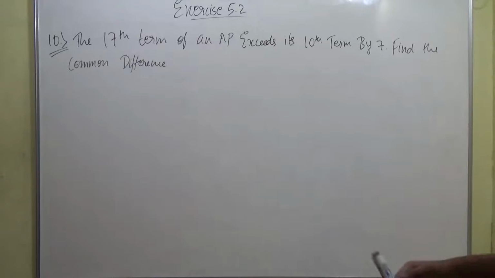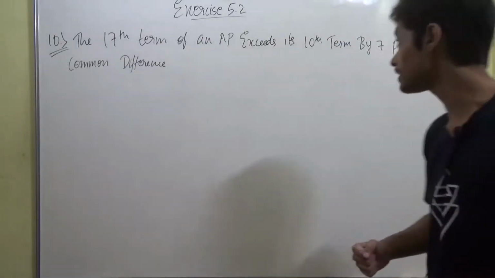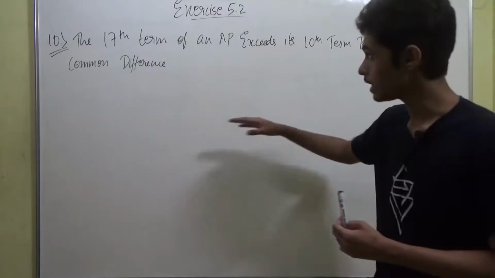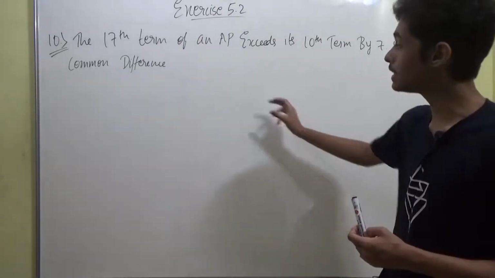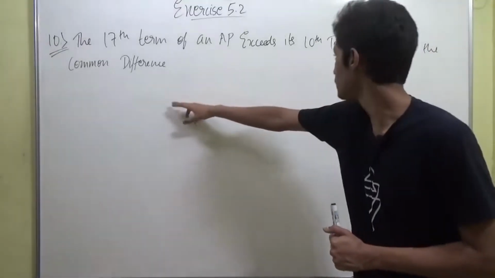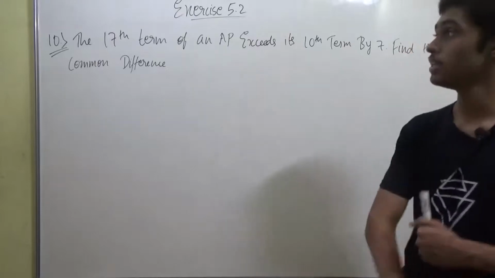Okay, guys. Now let's go to the 10th question, which says the 17th term of an AP exceeds its 10th term by 7. Find the common difference. So they are telling that, guys, if you write an entire AP, the 17th term exceeds the 10th term. Getting it? 17th term will be somewhere here. Exceeds the 10th term by 7. That is, the 17th term is 7 more than the 10th term.